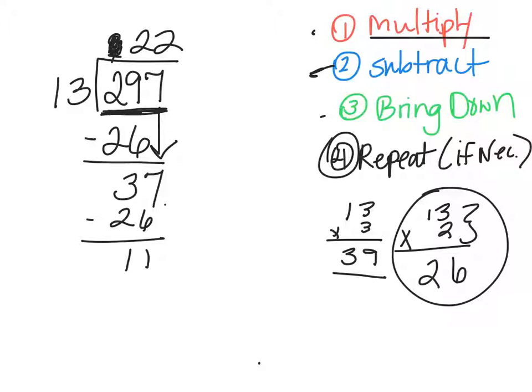And repeat if necessary. Well, it's not necessary because I don't have another number down here, or up here. I don't have anything else to bring down. 13 can't go into 11. Okay, so our answer is 22 with a remainder of 11. But remember, that's not how I want it to look. I want it to look like 22 and 11/13.